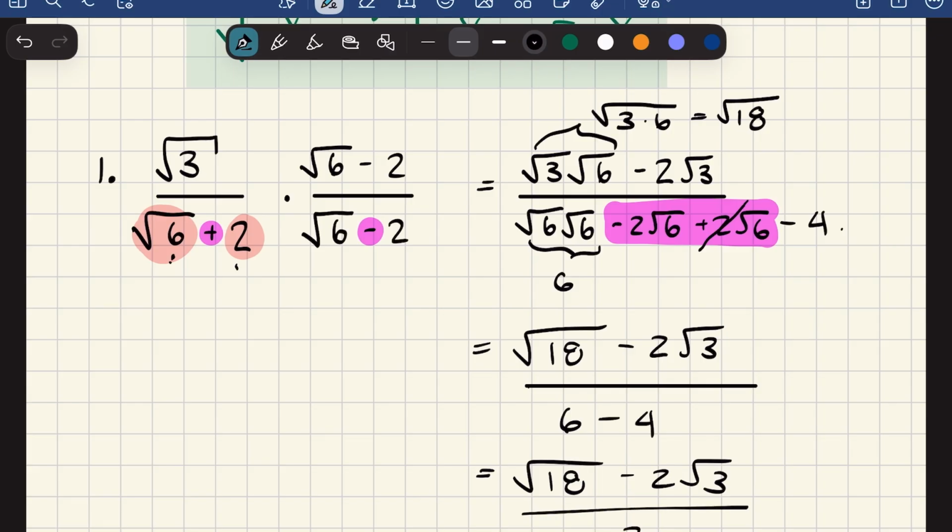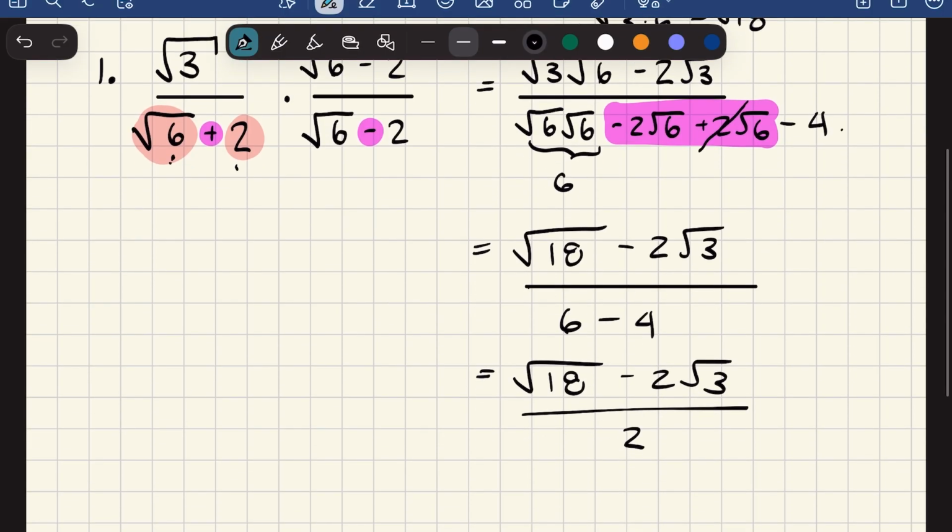Now I won't go into how exactly we can simplify this further. That will be a topic of another video. But we effectively remove the radical from the denominator, which is what the question asked.